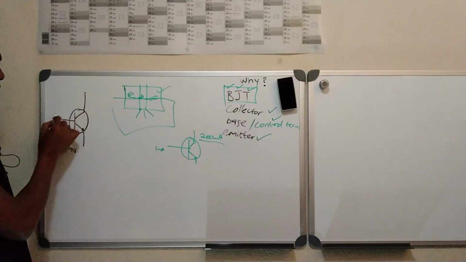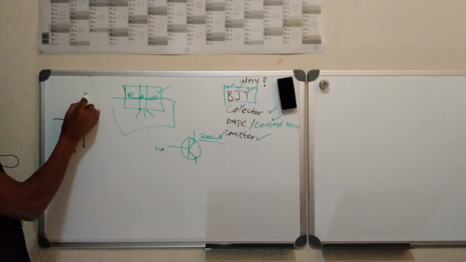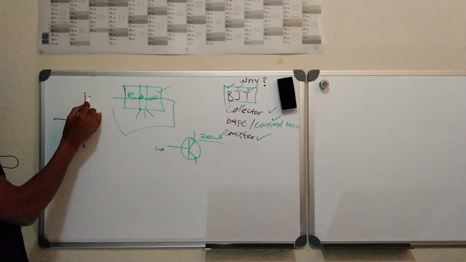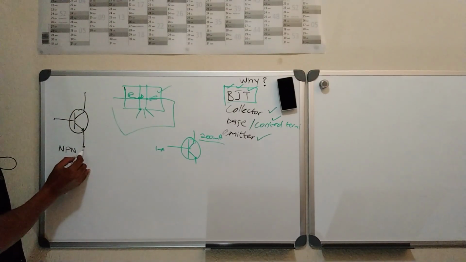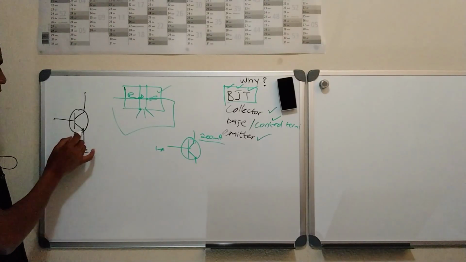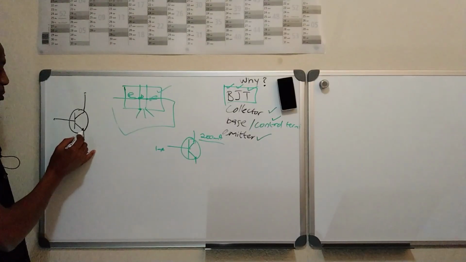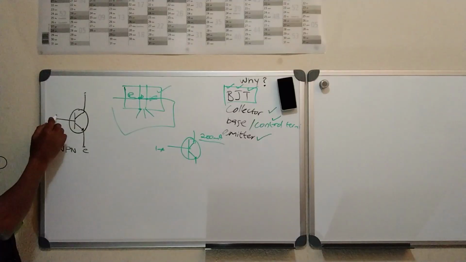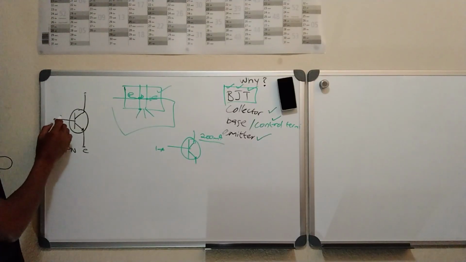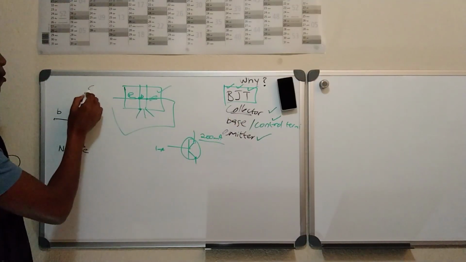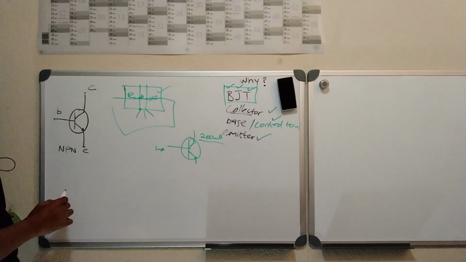What do we call this terminal? Okay, what do you call this one? The easy one. Yes? Emitter. You call it an emitter. How do you know it's an emitter? Because there's an arrow in it. The arrow is pointing outwards, meaning it's an NPN. And then this one is a... Yes? Base. This is the base. This one is obvious now. Collector. It's the collector.